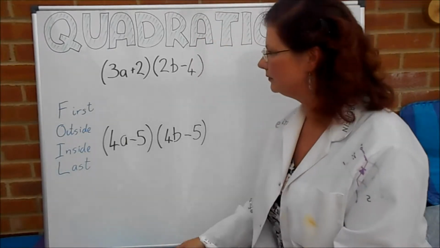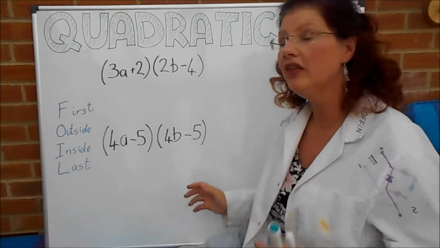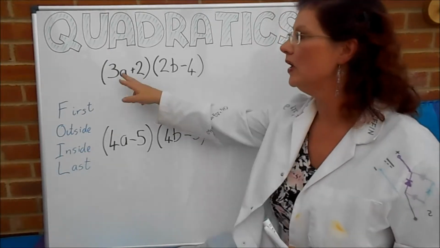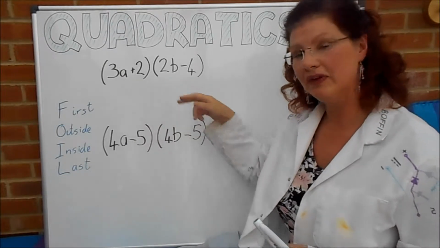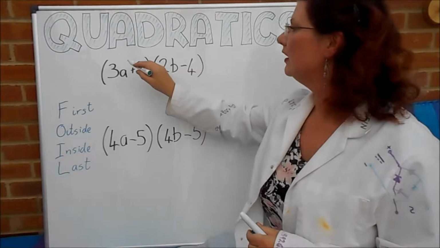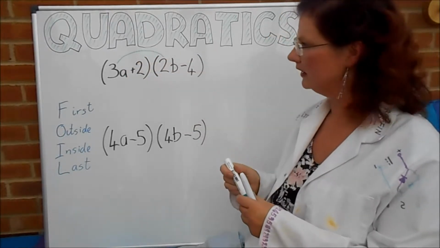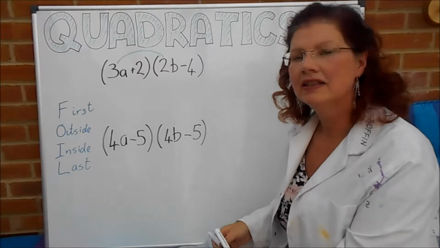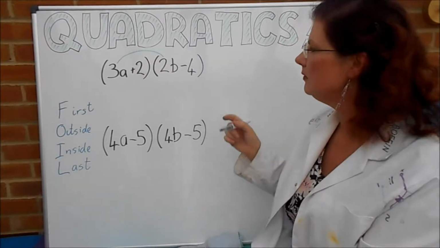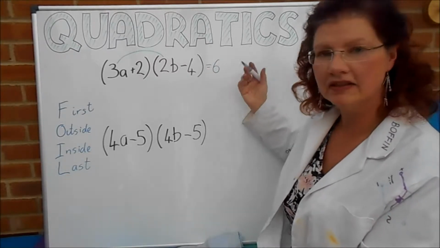I'm going to use my dragon claws and FOIL. You can use either the dragon claws or FOIL or any other method, whatever you fancy, as long as you multiply everything in this bracket by everything in that bracket. So here we go. I'm going to draw my dragon claws, the first two. That's the first in that bracket times the first in that bracket. 3a times 2b. So the numbers first, 3 times 2, that's a 6, and the a times the b is an ab.